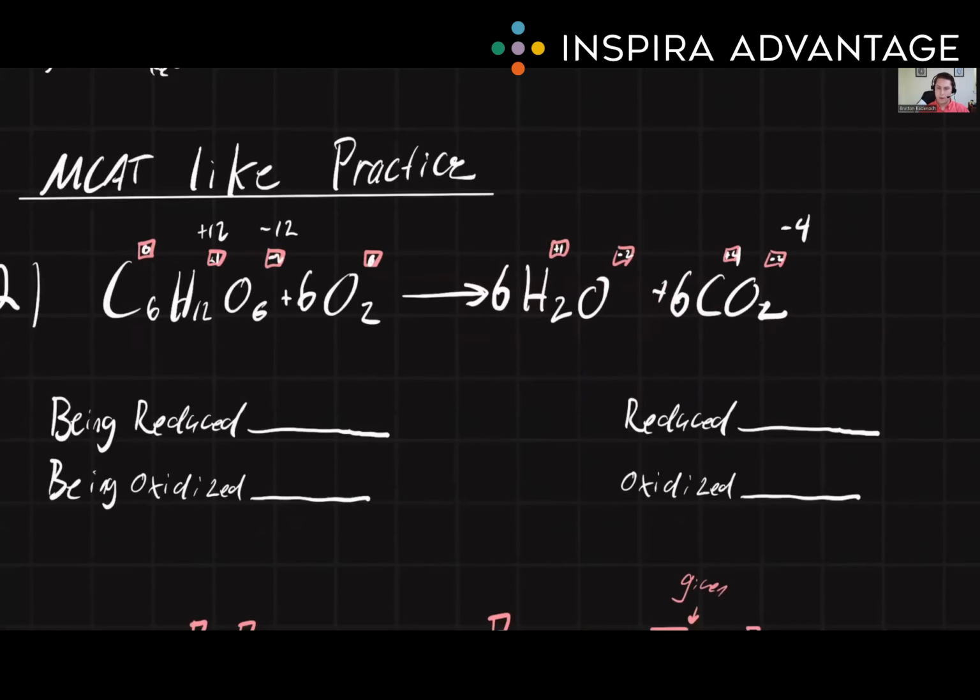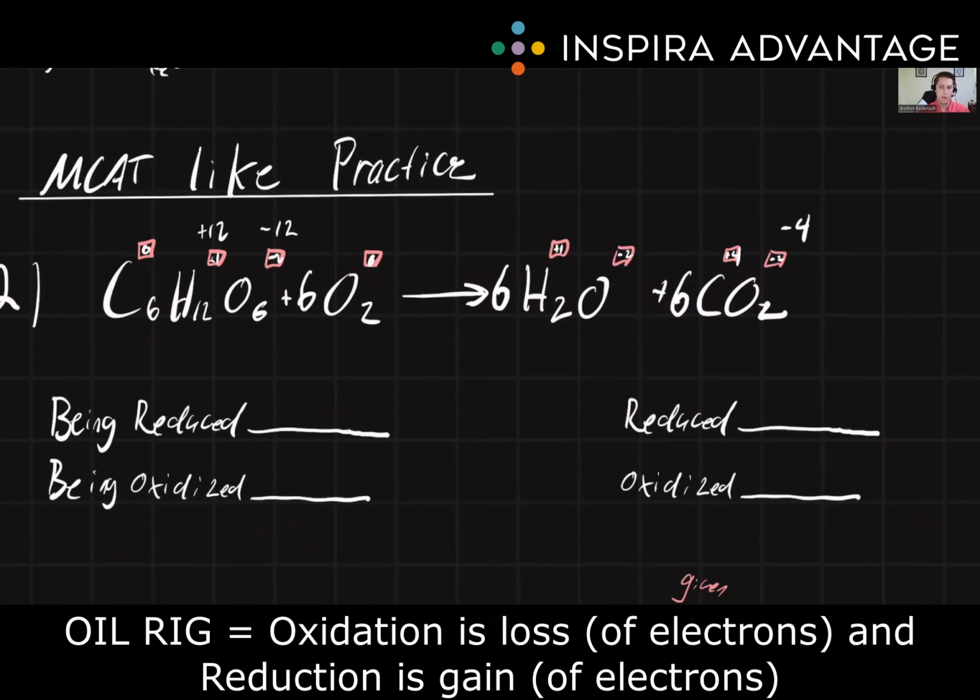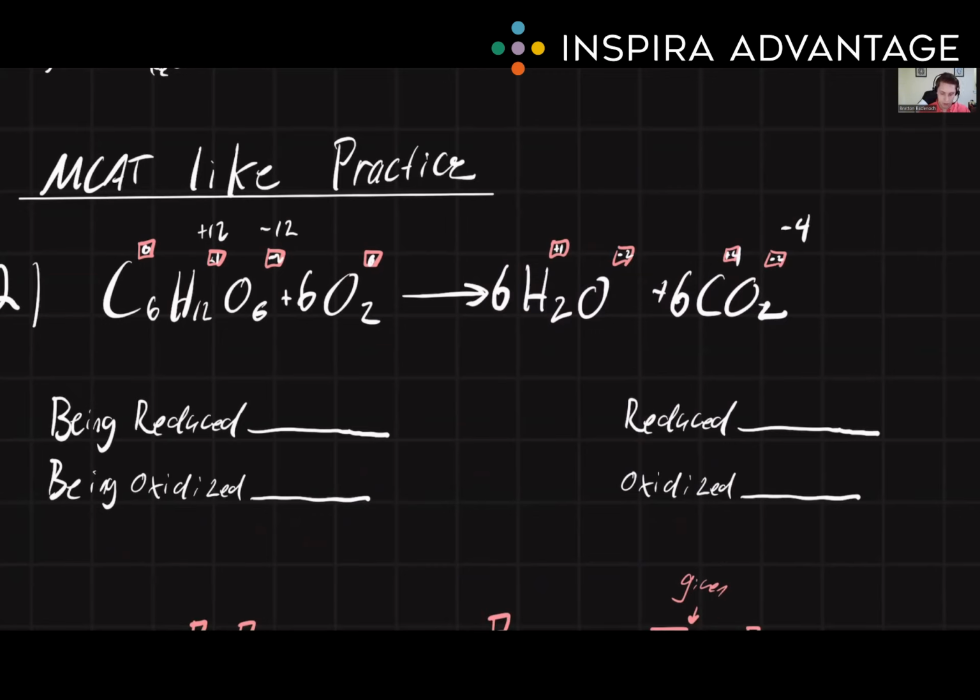So what is being reduced? We know that through OIL RIG, oxidation is loss and reduction is gain, which tells us that something should become more negatively charged if it is reduced. So we want to find the molecules that become more negative in the product side. The O2 is going from a charge of 0 to -2. Okay, so the O2 must be being reduced. And it's being reduced, so then the reduced thing would be the H2O.